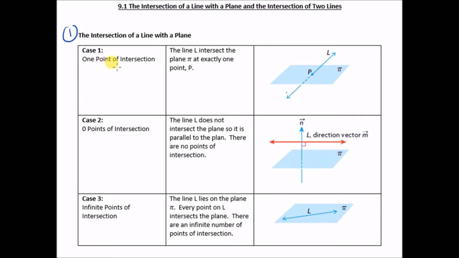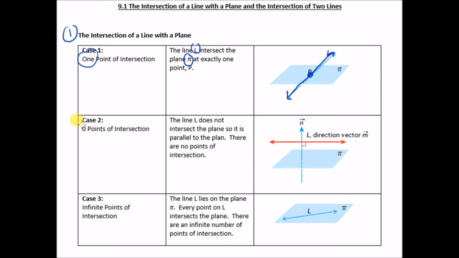Case one is we have one point of intersection. We have a line that goes through a plane and intersects that plane at one point. We call that point P, we call the line L and we call the plane pi, just as a recap.